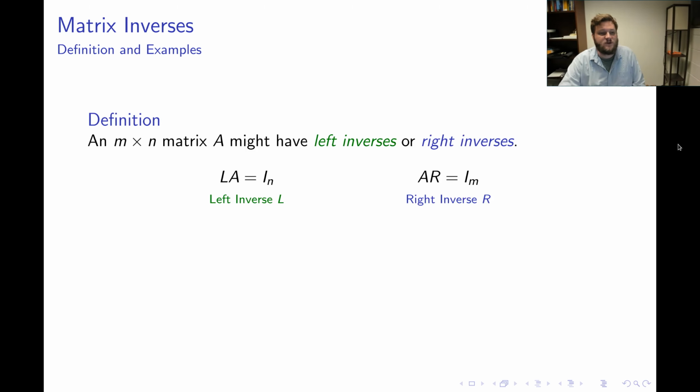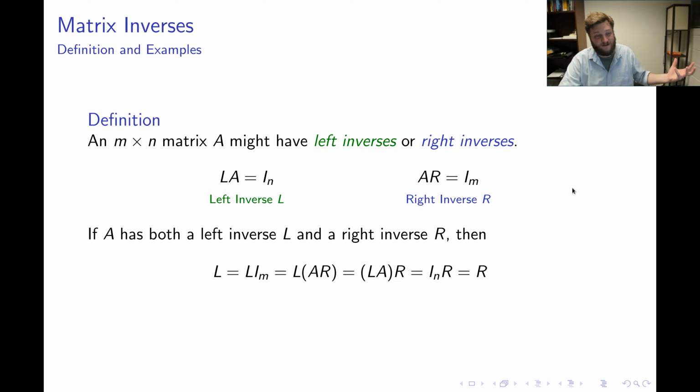Okay, so when it comes to matrix inverses, there's some language that we need to get right up front here. So let's say that I'm working with an M by N matrix called A. Well, it might be the case that this matrix A has left inverses. When we say left inverse, what we mean is any matrix I could multiply A on the left by to produce the N by N identity matrix. It's also possible that this matrix has right inverses. This would be any matrix we could multiply A on the right by to produce the M by M identity matrix. So any matrix might have left inverses and also might have right inverses.